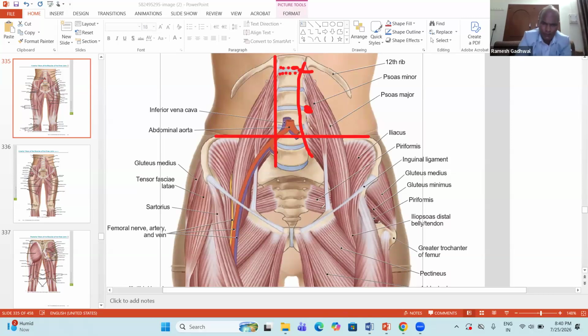So here you see the nerve in this triangle. Here is a triangle. You see this triangle? Muscle triangle. It is sartorius. Then it is muscle pectineus. This muscle is pectineus. And on this level, it is making a triangle. So here are three things: nerve, artery, and vein.